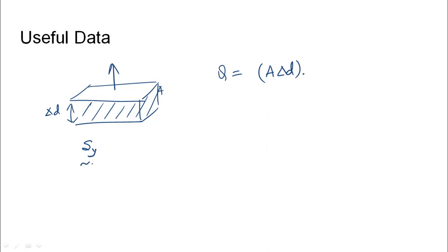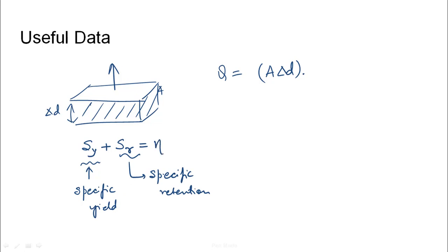This is the portion of water that can be drained out, and there will be a certain portion of the water that is retained. So SY is called the specific yield and SR is called the specific retention. Together they equal the porosity of the soil, that is the voids in the soil volume. The water that can be drained out from an aquifer of area A using a change of depth of delta D is given by A into delta D into the specific yield factor. Using this equation, any one of these variables can be calculated.